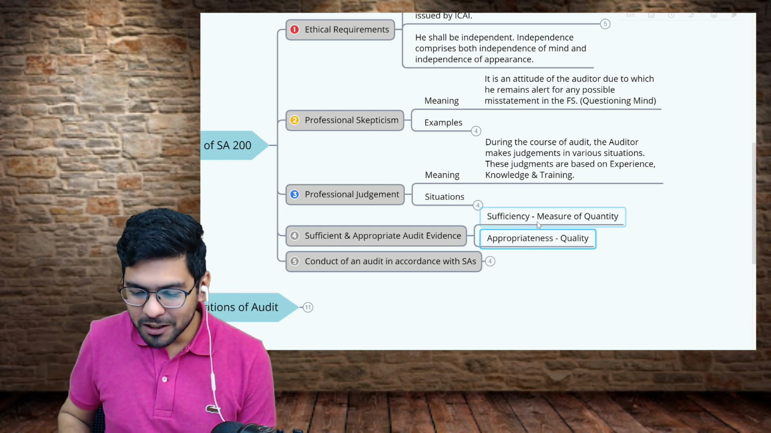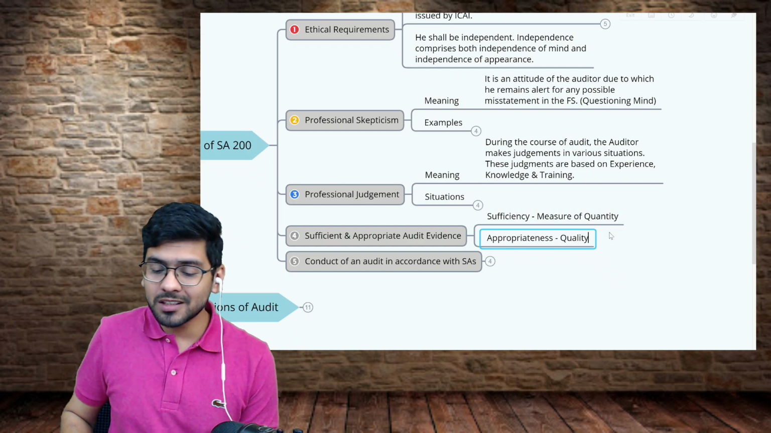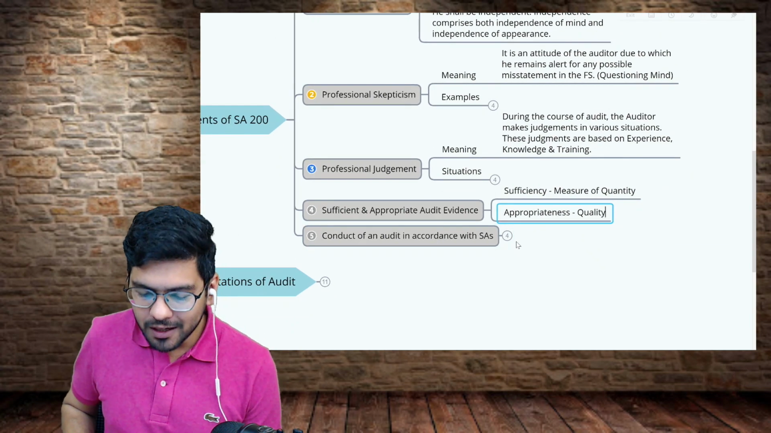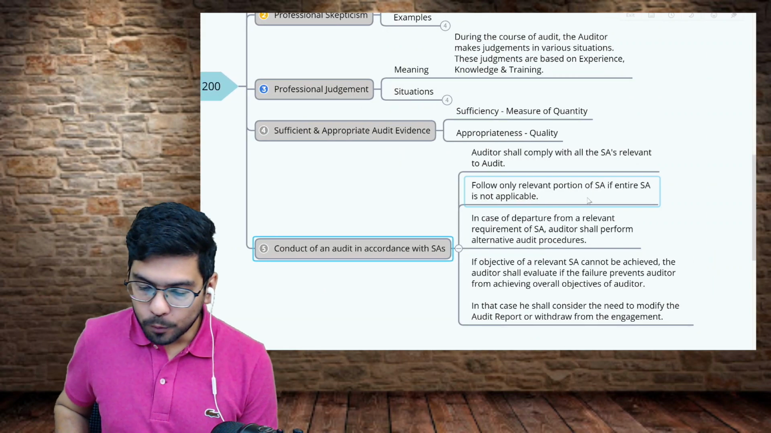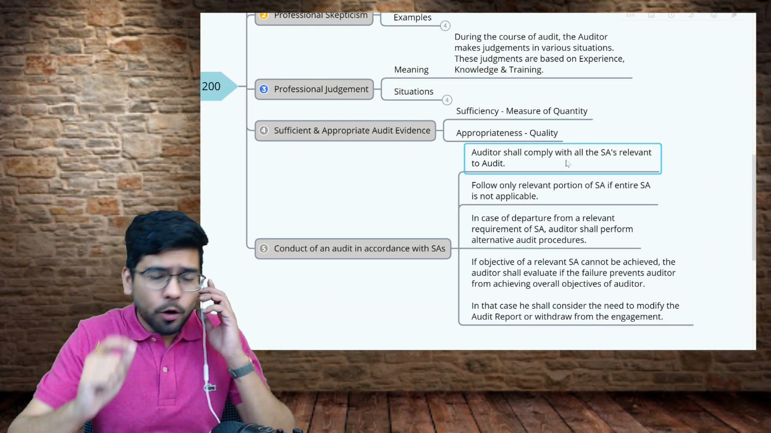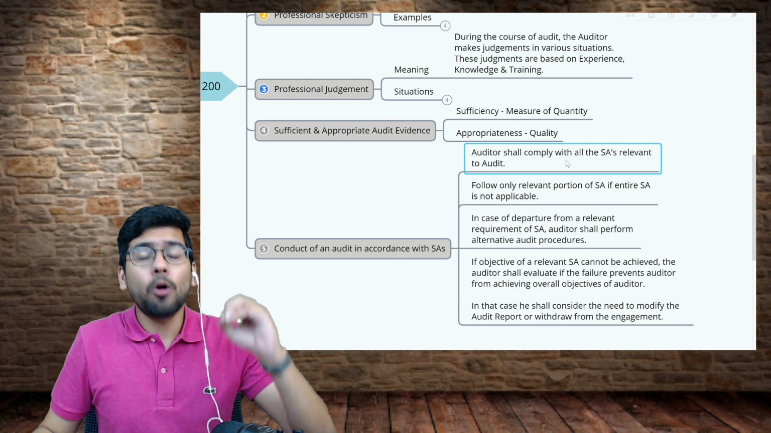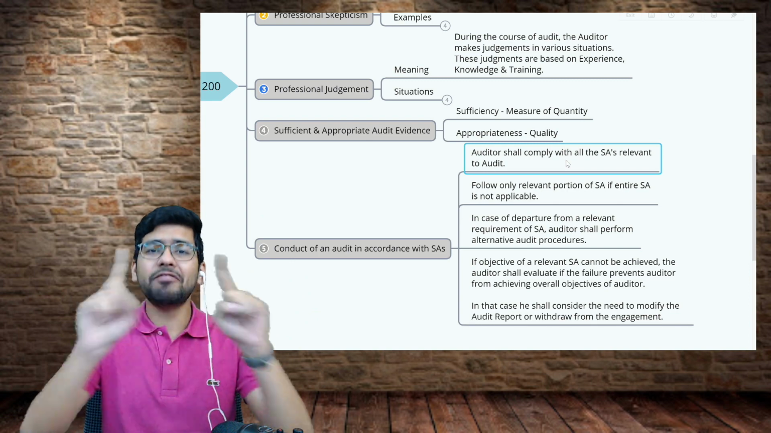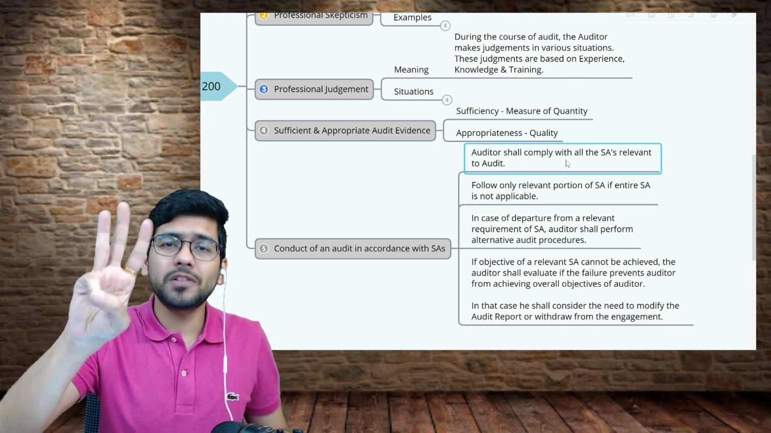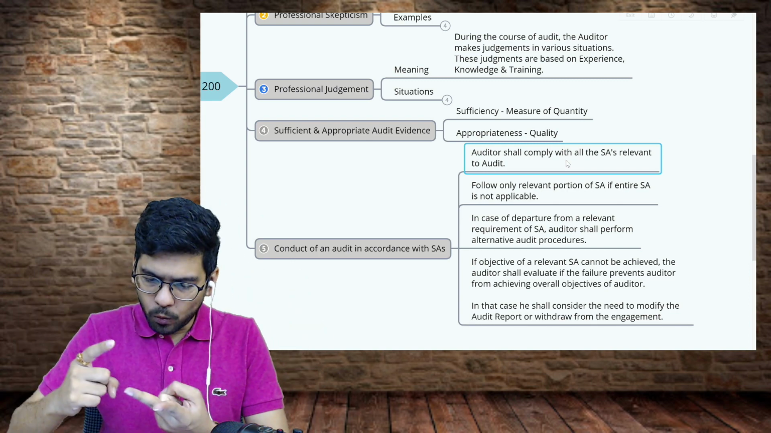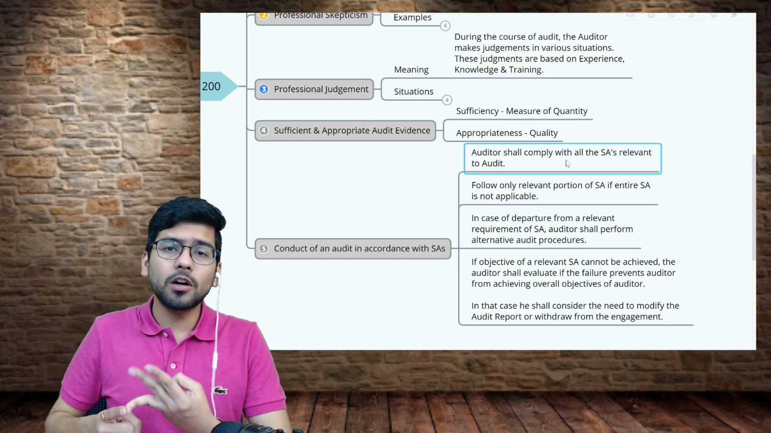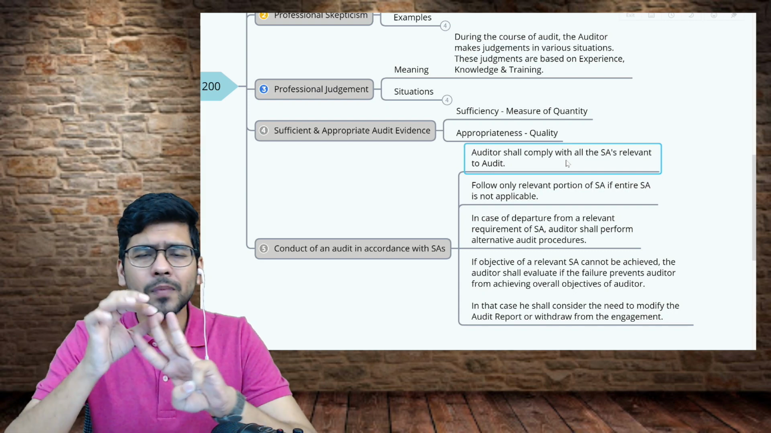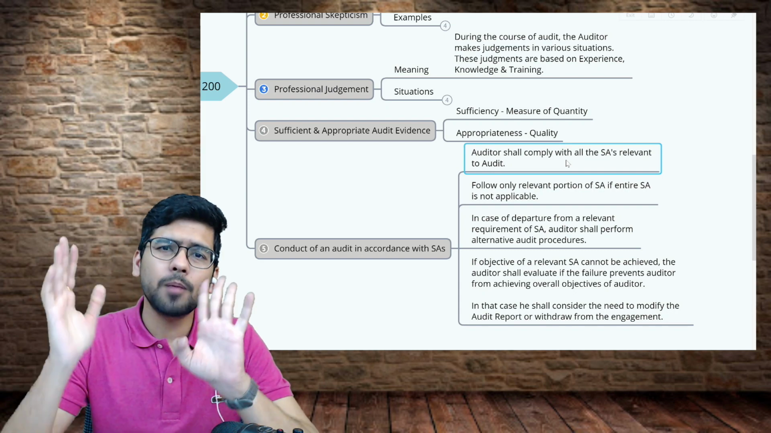When I say sufficient, it means with respect to quantity. When I say appropriateness, it is with respect to quality. Okay, and then we have a point: conduct of an audit in accordance with standards on auditing. Please remember that for an auditor, it is mandatory to comply with all the standards which are relevant to your audit. For example, SA 501 deals with three aspects: one is inventory, one is litigation and claims, and the third one is segment reporting. For example, for the client under consideration, litigation and claims is not applicable, and segment reporting is not applicable.